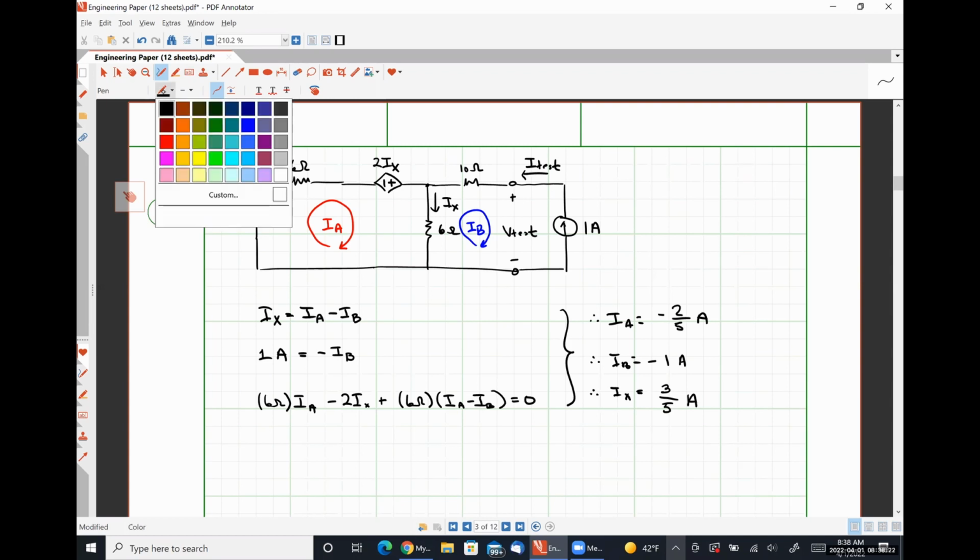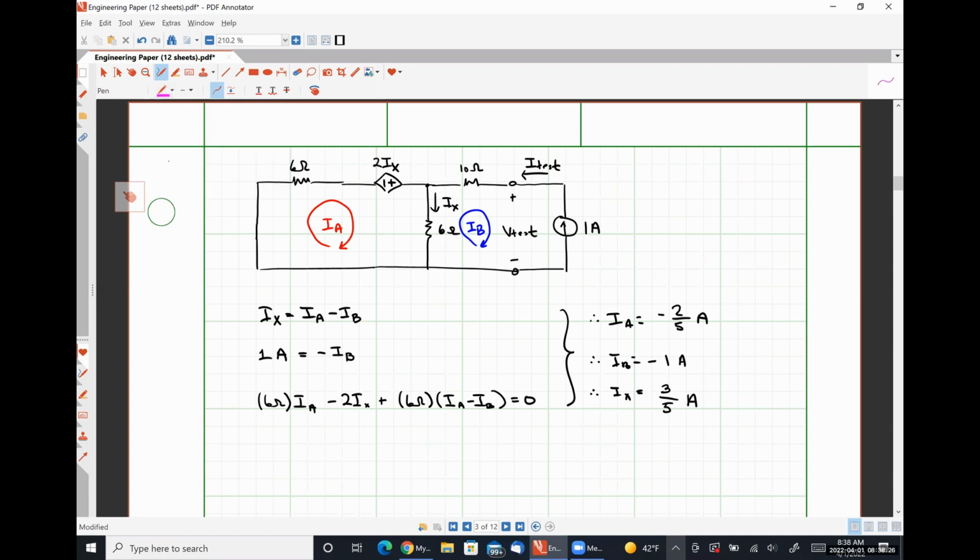So I would argue, based on the polarity of the voltage we're looking for, that's going to be the voltage drop over the 10 ohm resistor, positive polarity on the right, plus the voltage drop over the 6 ohm resistor in the middle, positive polarity on top.